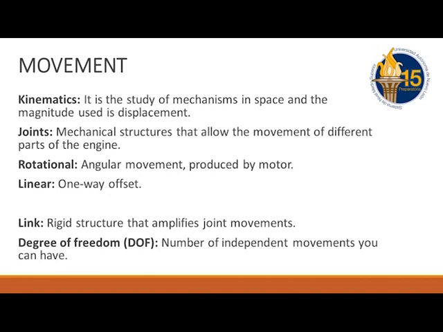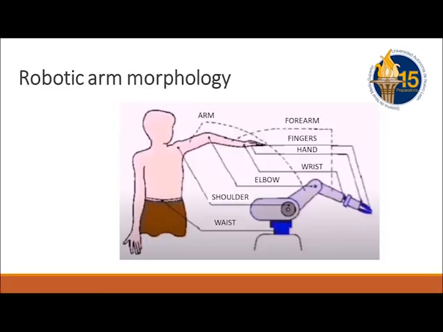Kinematics is a study of mechanisms in space. Joints are the mechanisms that allow movement in different parts of the robot, and there are 2 types of joints, rotational and linear. One link is a rigid structure that gives amplitude to the movements of the joints. Degree of freedom is the number of independent movements that you can have. In this graph, we can see the movements of a robot similar to human arms.